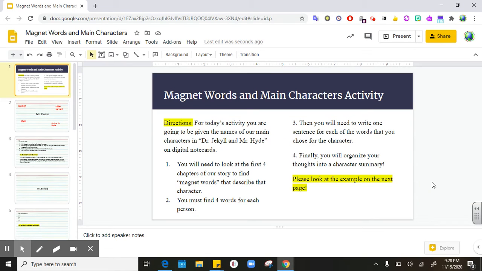So the activity is called Magnet Words and Main Characters Activity. What you're going to do is have all the main characters from our story, Dr. Jekyll and Mr. Hyde, on digital note cards. So here are the directions.